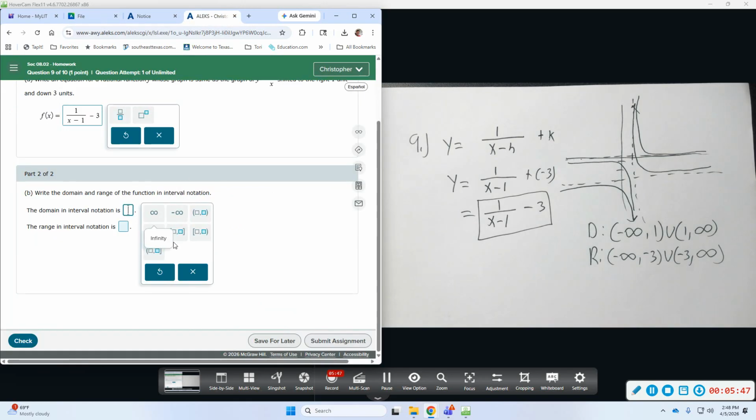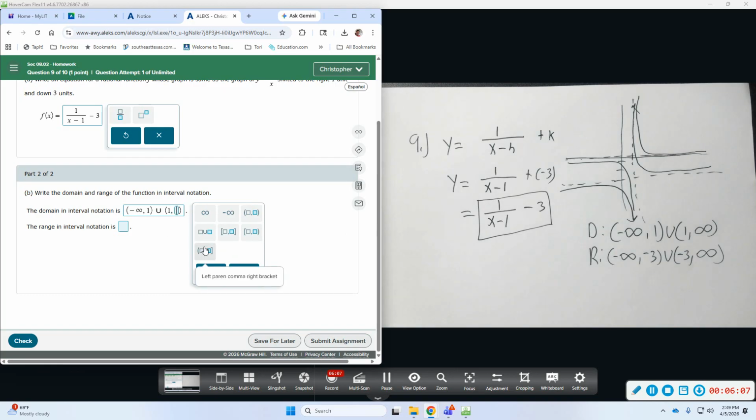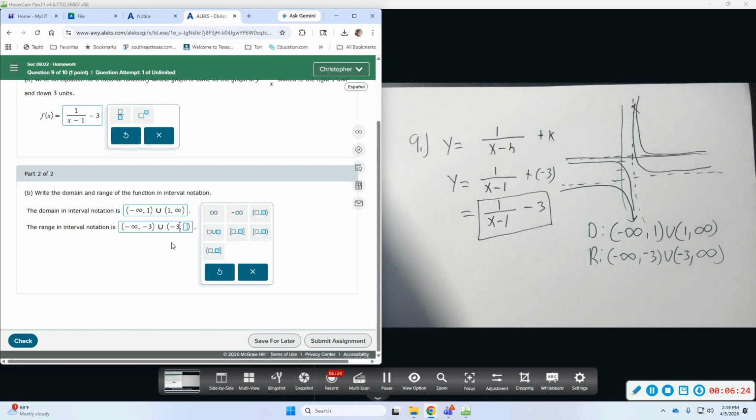So we're going to do both parentheses, negative infinity for my domain up to 1, and then gotta tell it union, go to the other side of 1 to positive infinity. And then for our range, something similar, negative infinity up to -3. And then we have to tell it union. And then the other side of -3 to positive infinity.